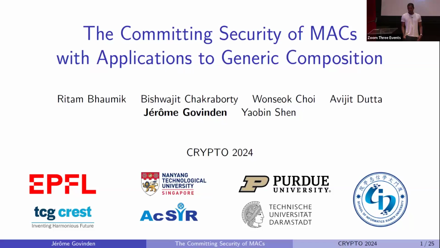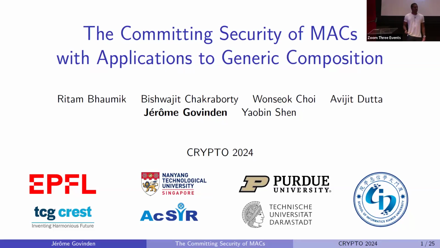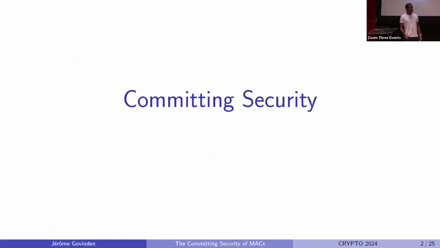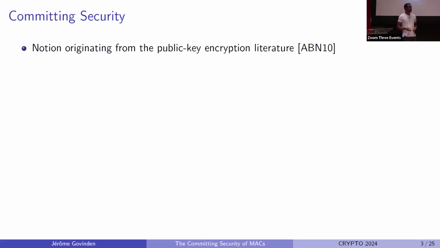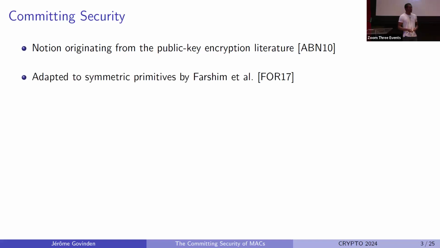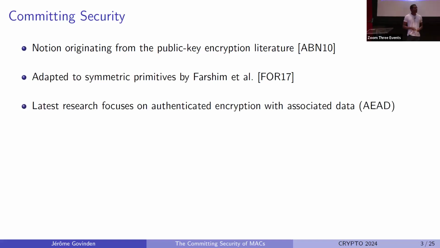So in this work, we revisit the security of MACs and generic composition in the context of committing security. Committing security essentially means that it is hard to produce a ciphertext that is valid for two different users, or said differently, a ciphertext that is valid for two different keys. This notion originates from the public key encryption literature and was then adapted to symmetric primitives, with the latest research focusing on authenticated encryption with associated data, or AEAD for short.